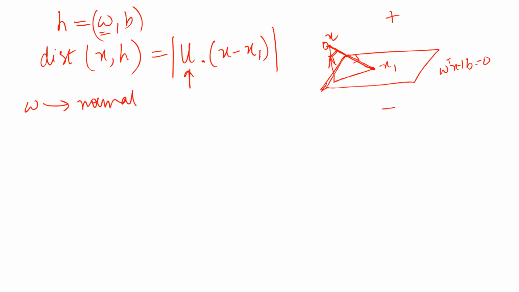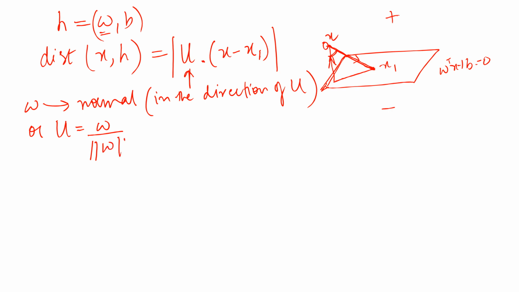They are normal or in the direction of u, or maybe by definition we can say u is like a unit normal to the hyperplane and is given by this. Again, why we are only considering w and not b is because we can have infinite hyperplanes in this particular direction, but then the bias will help us decide which one to pick.